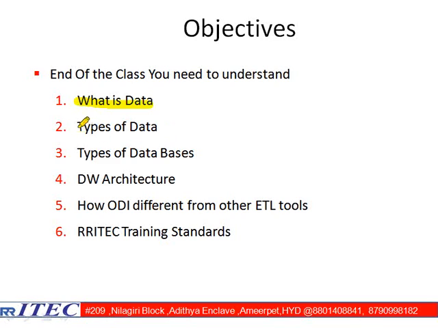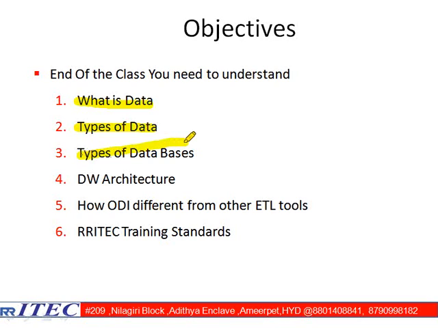How many types of data are available? 2 types. What are those? Transactional data and analytical data. Analytical data input is what? Transactional data. Transactional data input is what? Applications. From applications we get transactional data, and from transactional data we get analytical data. How many types of database are available?